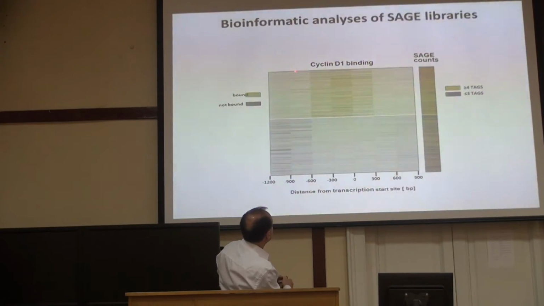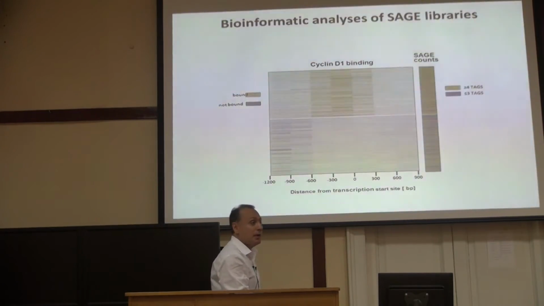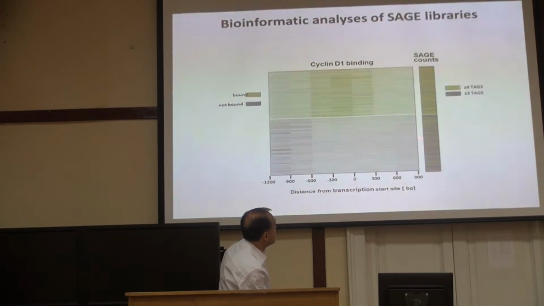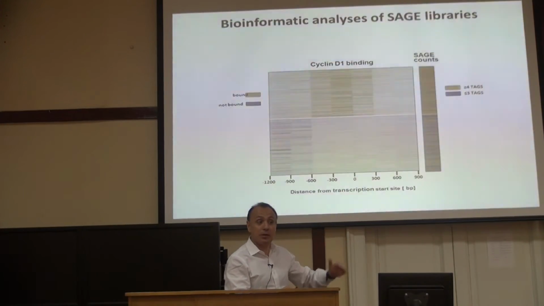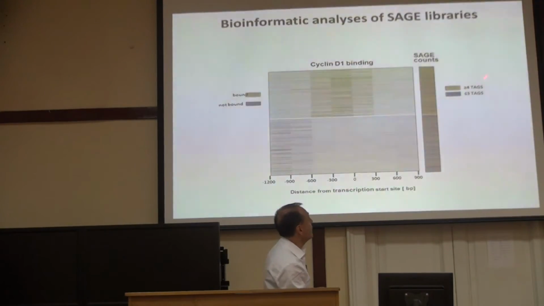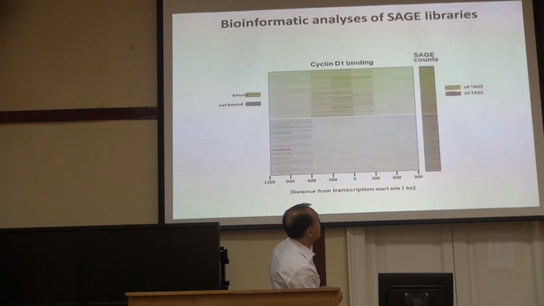And these are the top 100 genes that are bound by cyclin D1, and these are 100 genes that are not bound by cyclin D1. For every gene, we are showing you not only the binding, but in this column, the SAGE count, meaning how many tags are in the library. Many tags meaning highly expressed, few tags meaning not highly expressed. The highly expressed genes are in yellow, and the poorly expressed genes are in blue. As you can see, there is more yellow here than here. There is more blue here.